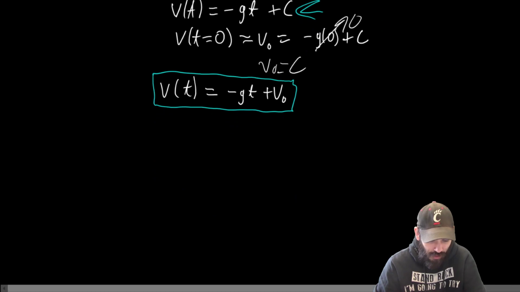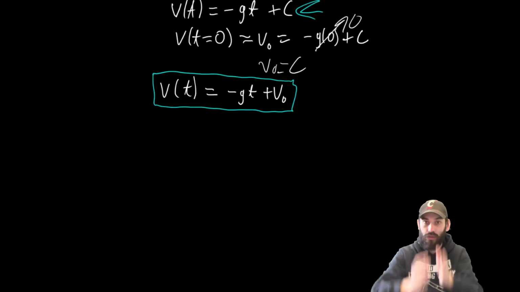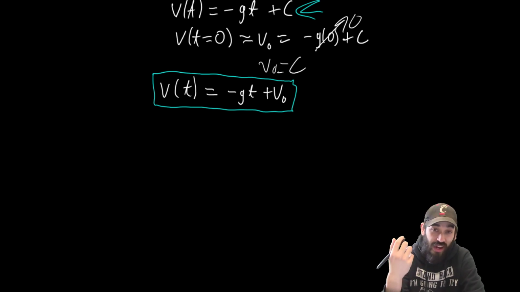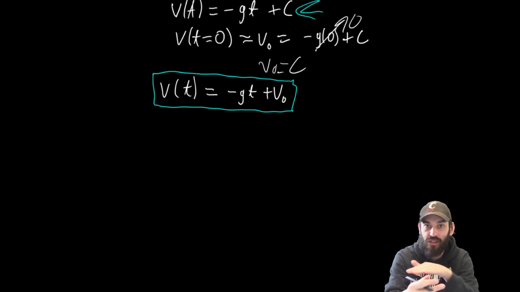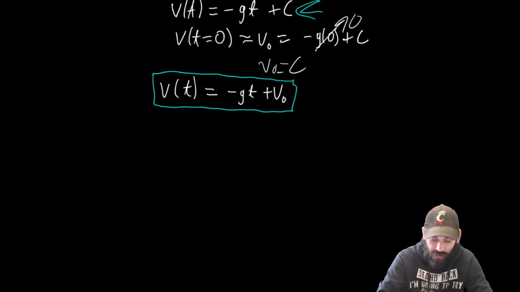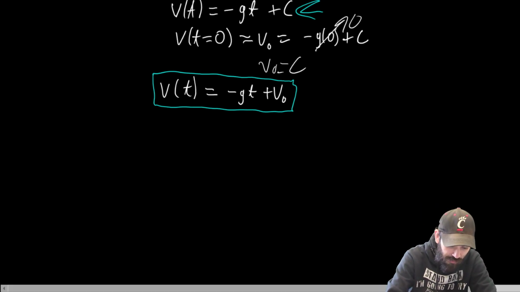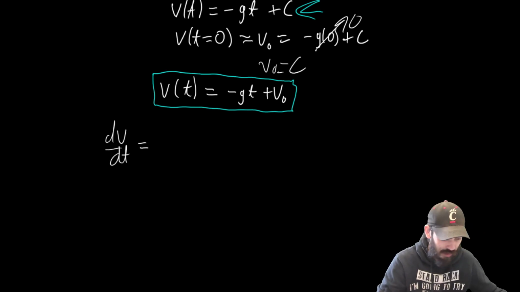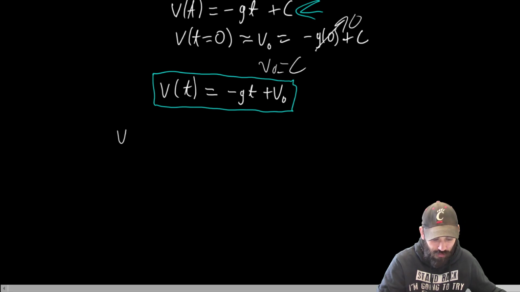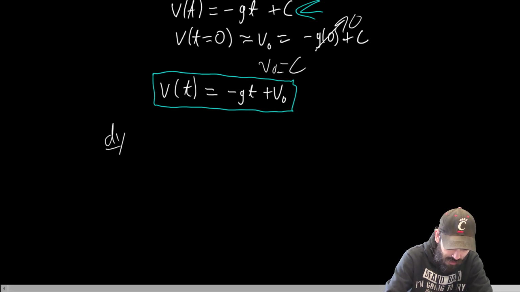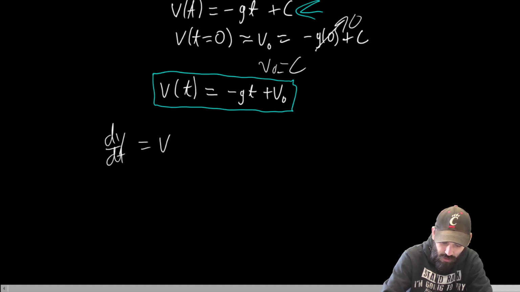Now, because we're talking about something vertical, I'm going to talk about y of t instead of x of t, because typically when we talk about x and y, x is horizontal, y is vertical. And so here, to get my position equation, I'm going to say that dy dt is going to be equal to v, which is equivalent to saying that y of t is going to be equal to the integral of v of t dt.